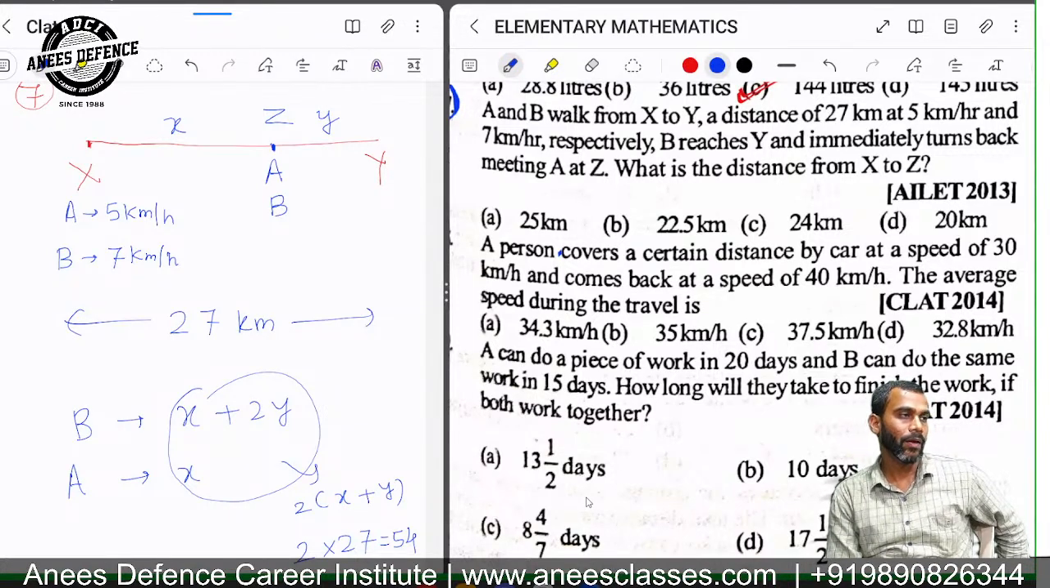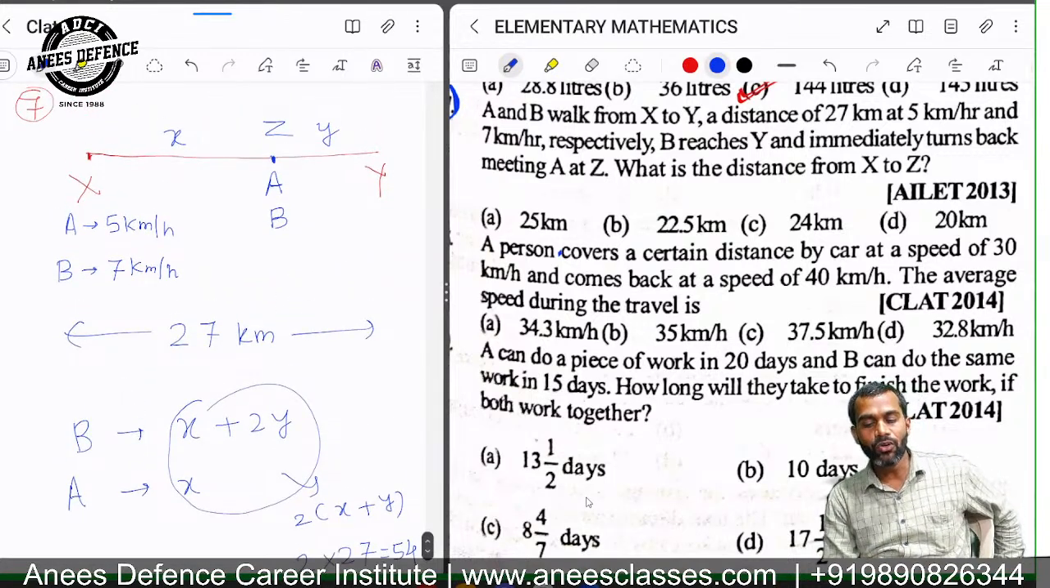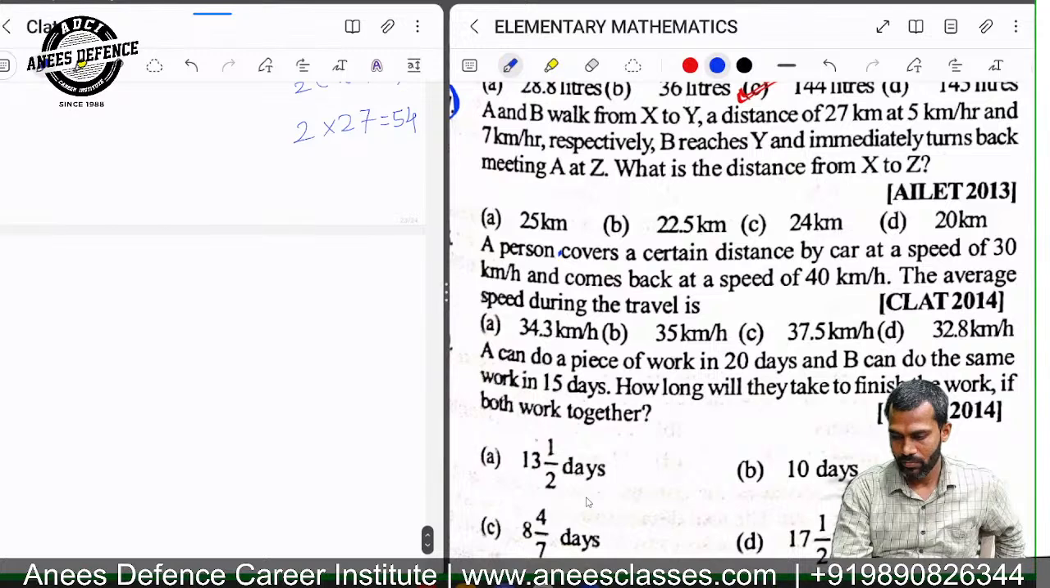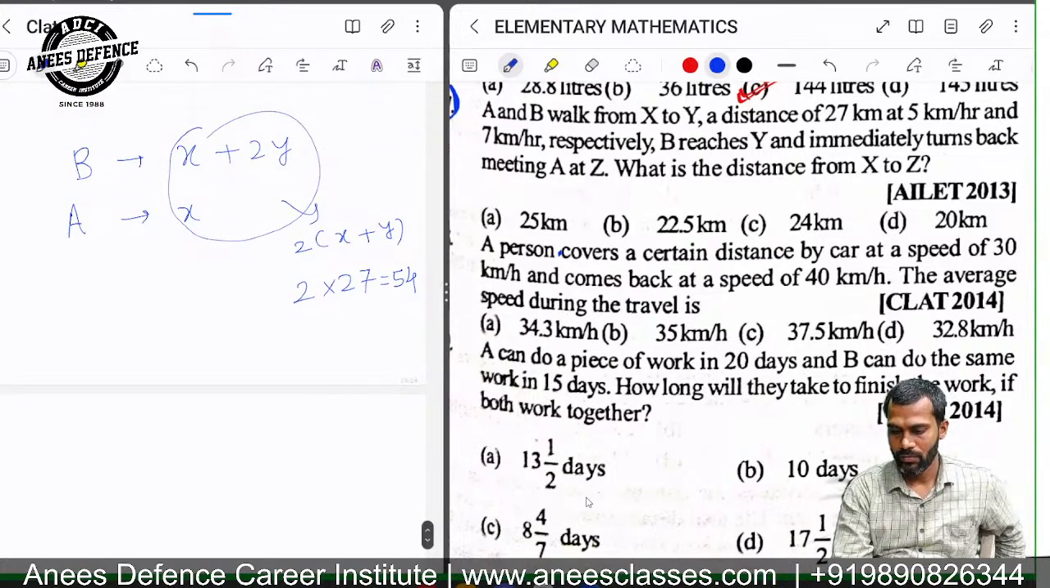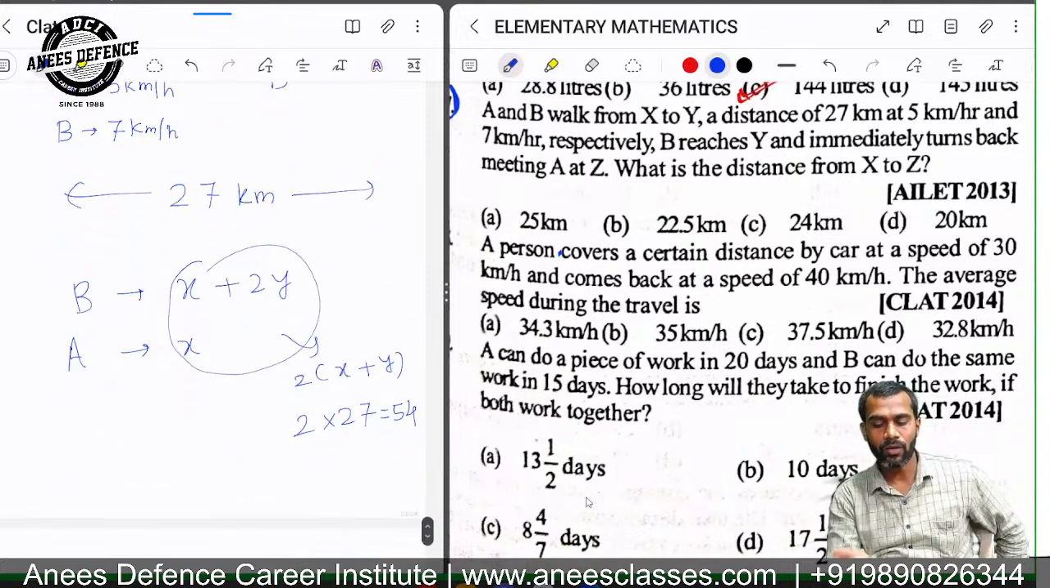Yes or no? Now, so the total distances, tell me. So can I say y is equal to 27 minus x? Yes or no? Because x plus y is 27. So y is equal to 27 minus x. Now see, x plus 2y should be 54. No, 2x plus 2y should be 54.